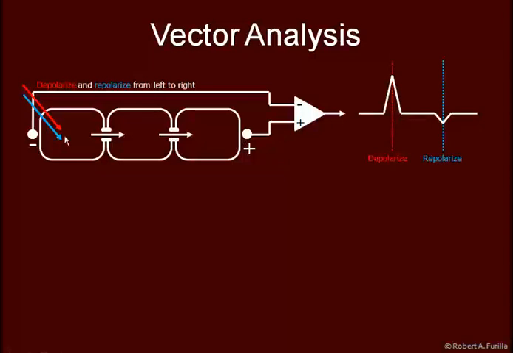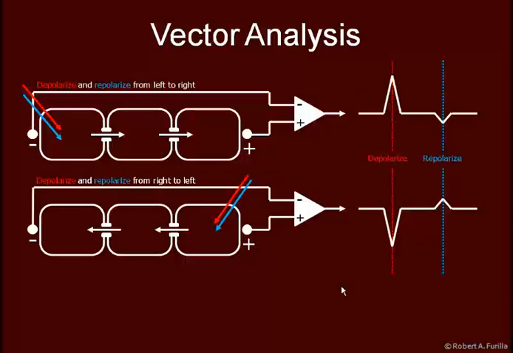If this same cell repolarizes first, the repolarizing wave will move toward the positive electrode, and since repolarization is the opposite of depolarization, I see a downward or negatively deflecting wave. So this could be our R wave, this could be our T wave. In this example, the cell on the right depolarizes first. The activity moves toward the negative electrode. We see a downward deflection. If that same cell repolarizes and it moves in that direction, we see the opposite, an upward deflection.